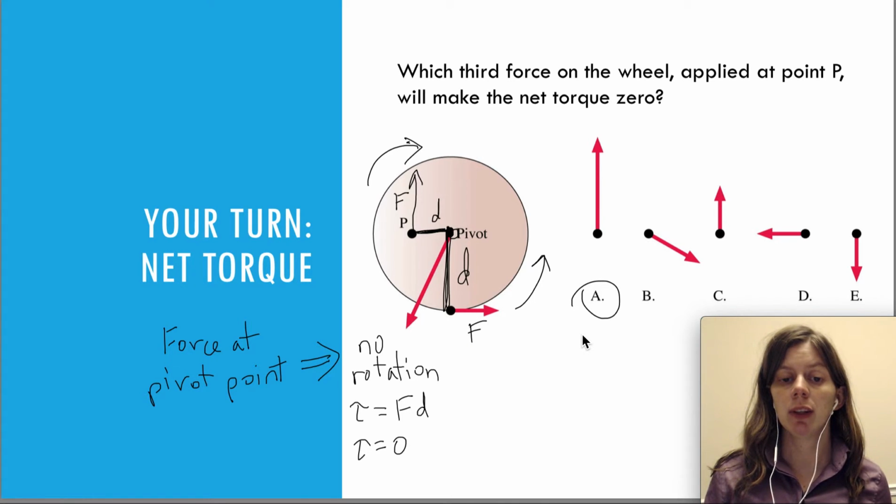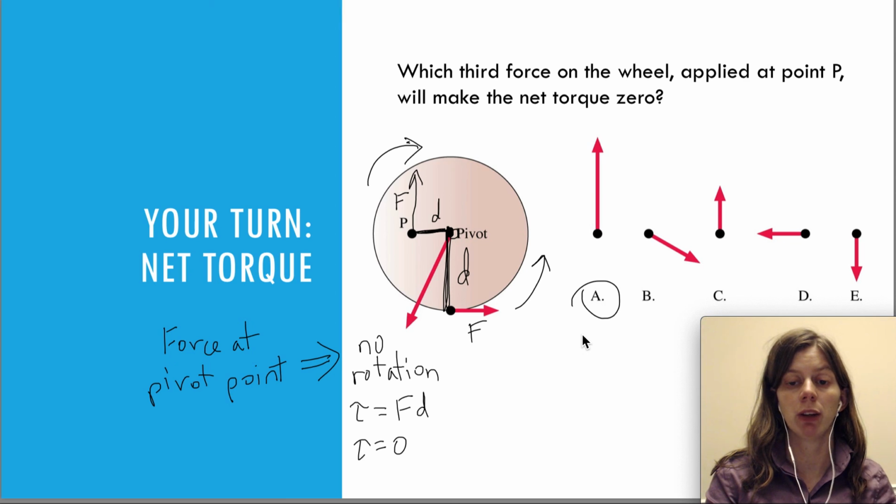So that's the end of this video. We just did an example using the second definition of torque and talked about net torque. We're still going to do a lot more work with torque, especially in Unit 3 when we talk about static equilibrium, but we're going to see it more in the next few videos when we talk about Newton's second law for rotational motion.